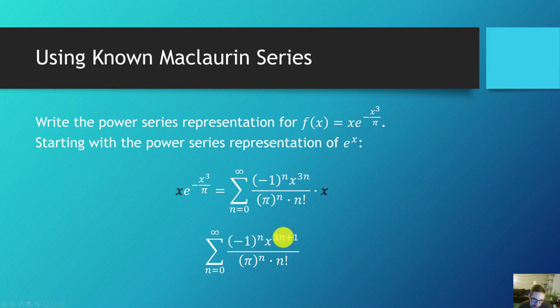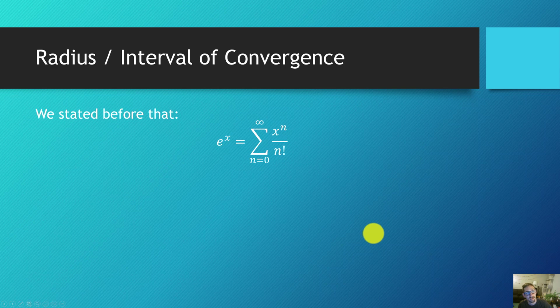And our final answer here will be negative 1 to the n x to the 3n plus 1 over pi to the n times n factorial. So not so bad. We just got to get used to it. And these are kind of fun. I especially like the substitution part. It's kind of fun. All right.